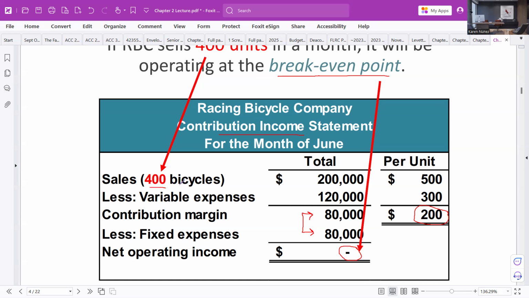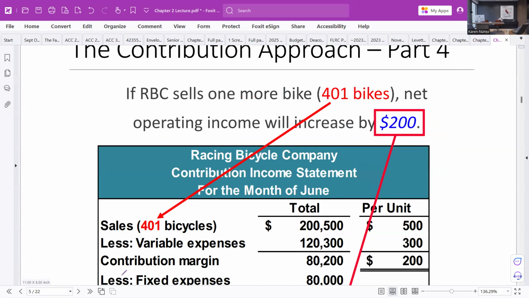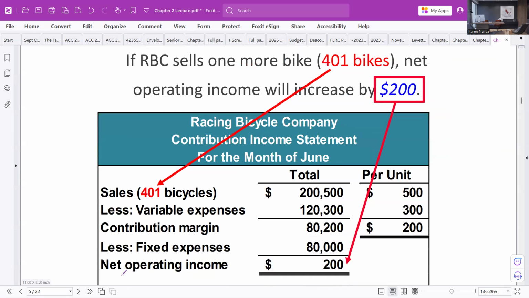When they sell exactly 400 bicycles, when Q, the quantity sold, just equals 400, then they get enough sales revenue to cover all those variable expenses and to cover all the fixed expenses, and they break even. So that's our break-even point, looking at it on the contribution format income statement. So if their break-even point is 400, but they sell one more bike, what's that going to look like?